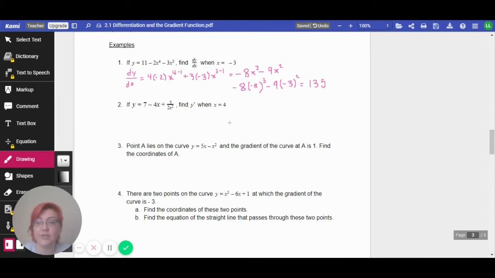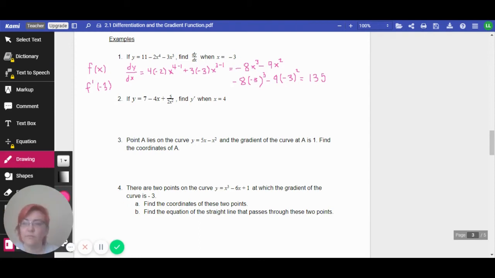Oh, actually, before we do that, I do want to point out that should your function be written like this, what we're actually finding, where we find the derivative and then plug in a value, can be written like this. What is the value of the gradient function or the derivative when x is equal to -3? Okay.